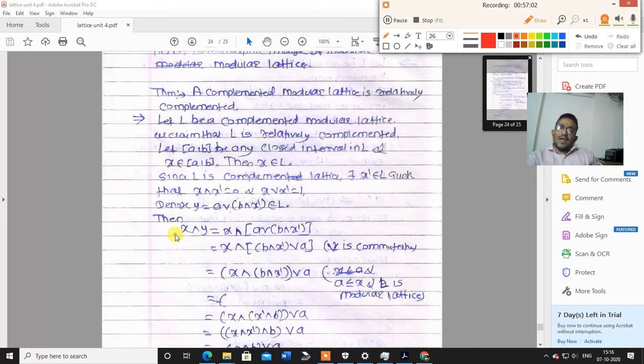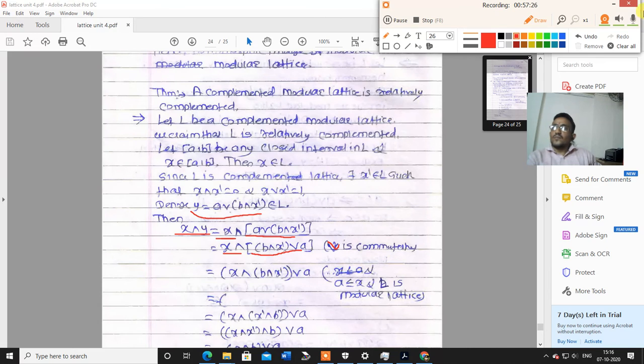Now consider X meet Y. So what is X meet Y? We put the value of Y: X meet A join B meet X dash. And by the commutative property of join, we can say that X meet B meet X dash join A.